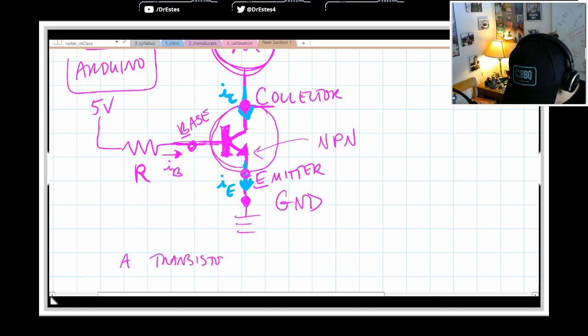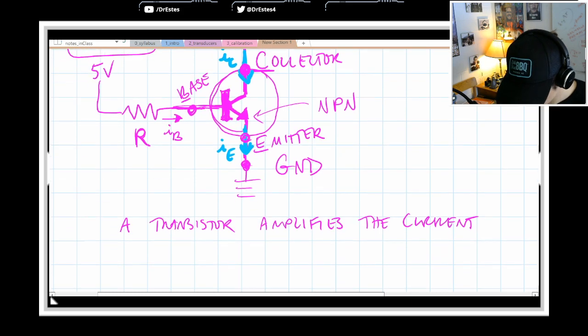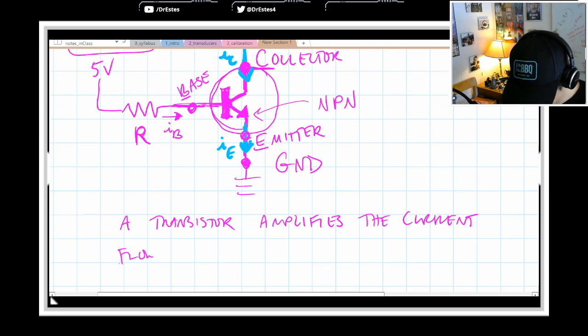A transistor amplifies the current flowing into the base.